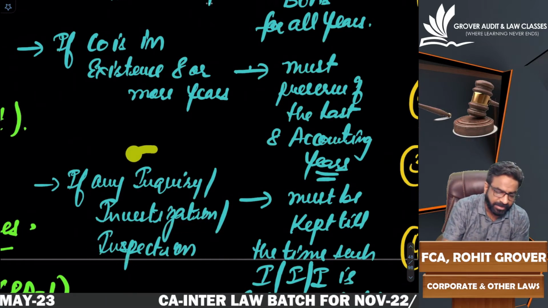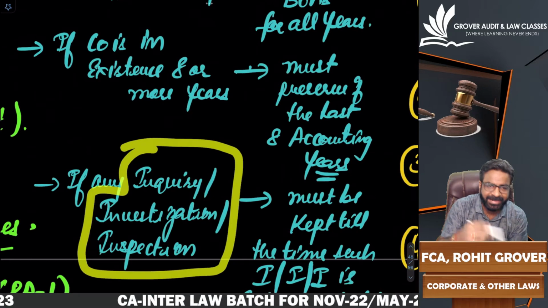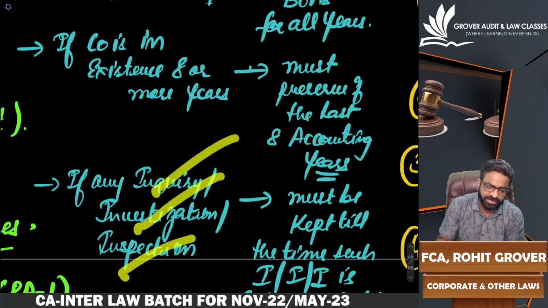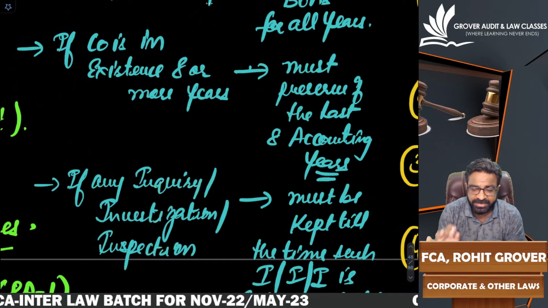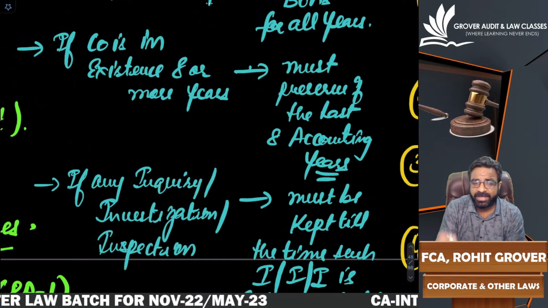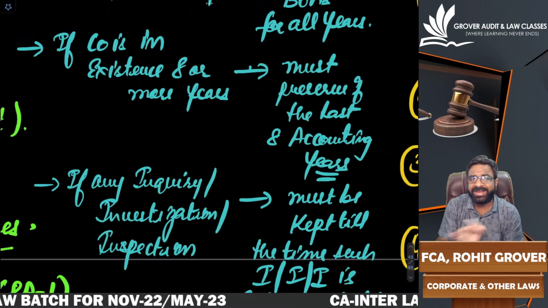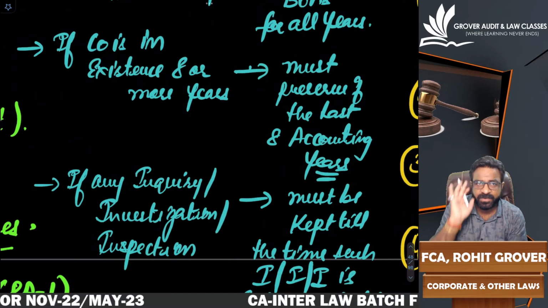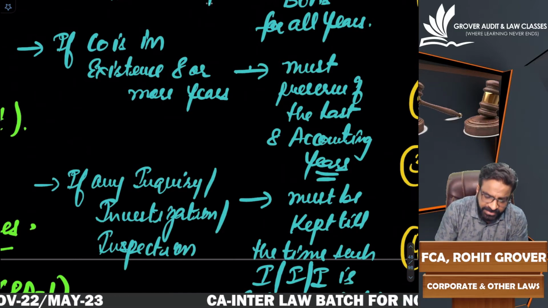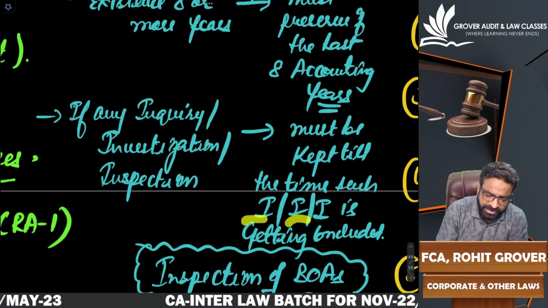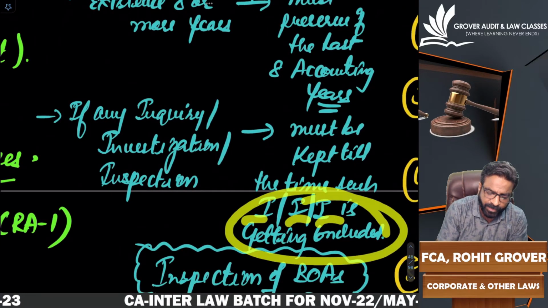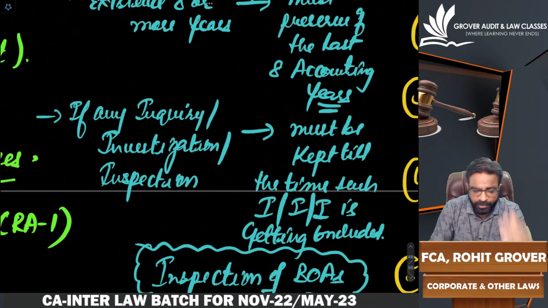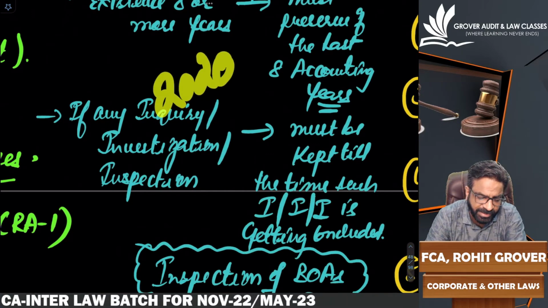But suppose in my company some inquiry is going on, investigation is going on, inspection is going on. Now tell me, is it something positive going on or negative? Negative. The inquiry is taking place, investigation, inspection is going on. Then in that case, listen, till the time that inquiry, investigation, or inspection is not getting over, you are not allowed to dispose your books of accounts. Are you understanding what I'm saying? It means till the time that inquiry, investigation, or inspection is not getting over, are you allowed to dispose the books of accounts or not allowed? Not allowed.